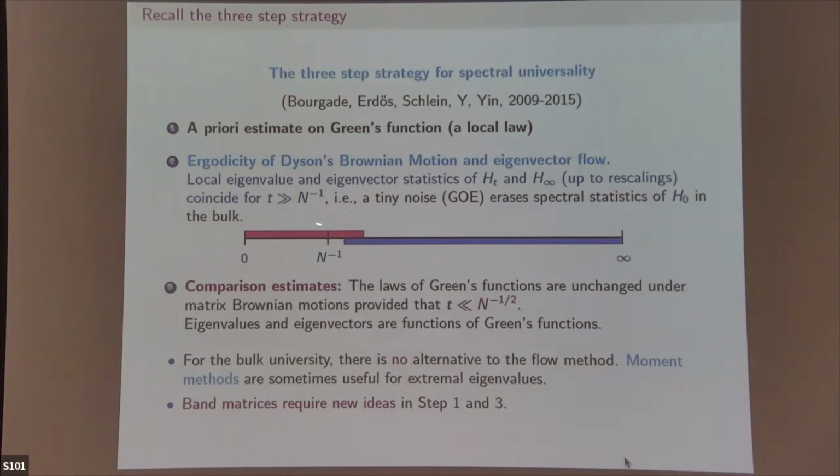So for step 2, the Gaussianity, what you want is for t much bigger than n to the minus 1. Then it has already reached equilibrium. So this blue line has already reached equilibrium. And now the red one is the comparison, step 3.